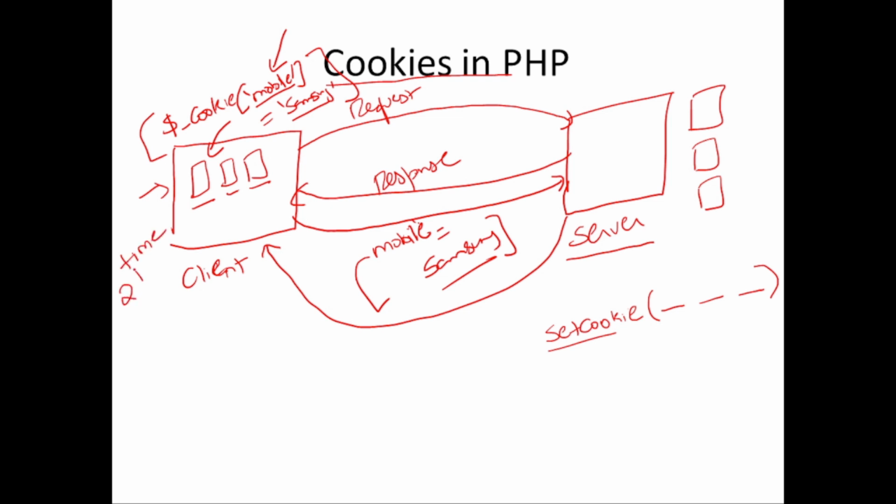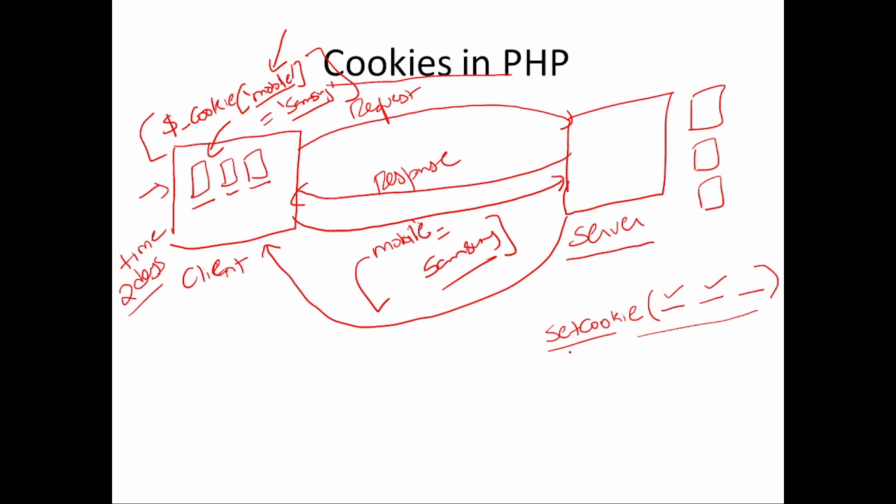So I can say the cookie will be alive for 2 days, or the cookie will be alive for the next 1 hour. So you're going to mention the name, that is, what is the name we have given here? Mobile. And we're going to mention the value, say Samsung. And then we'll say how many days or how many hours the cookie should be alive on the client. So these are some of the important parameters, and the mandatory parameter is the name for the cookie.